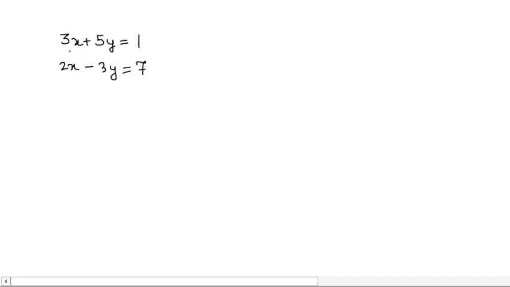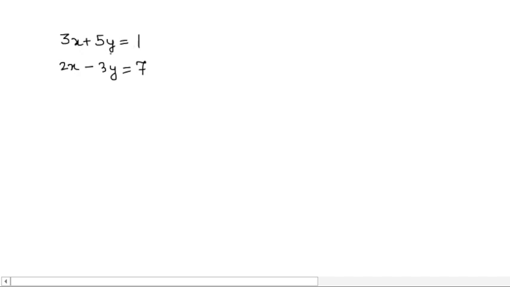For the elimination method, what you must check is if the coefficients of x are equal. Are they equal? No, they are not. Move on to y. Are the coefficients of y equal? No, they are not. But for us to use the elimination method, it is mandatory that the coefficients of either x or y are equal. And if they are not equal, we need to do something to equate them. How can we do so?